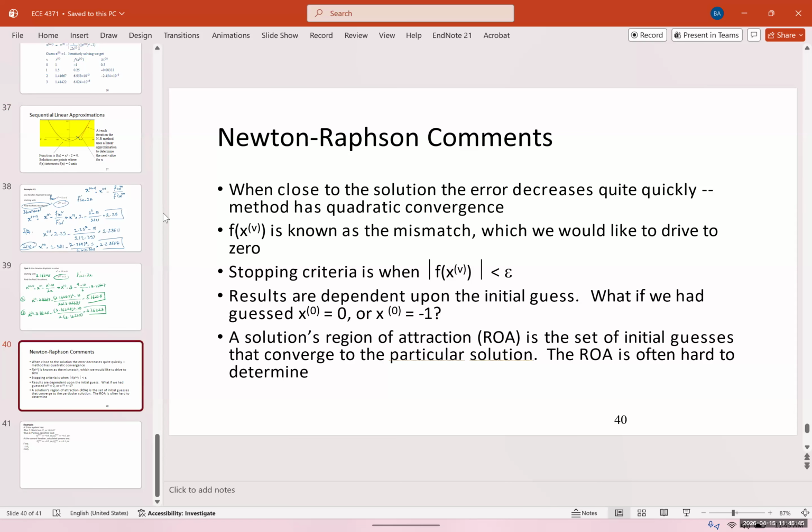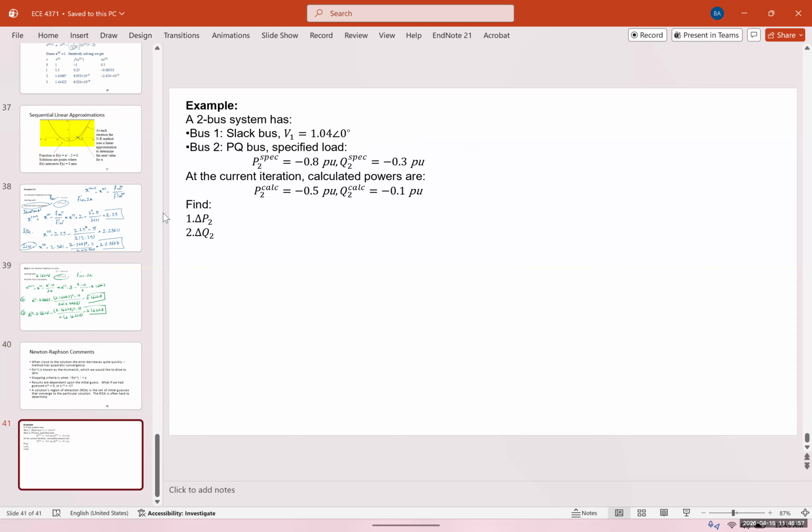Now, a solution's region of attraction, or ROI, is a set of initial guesses that converge to the particular solution. The ROI is often hard to determine. Now, let's solve a problem example from a slack bus.